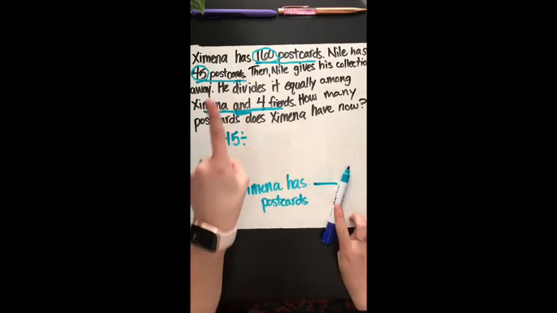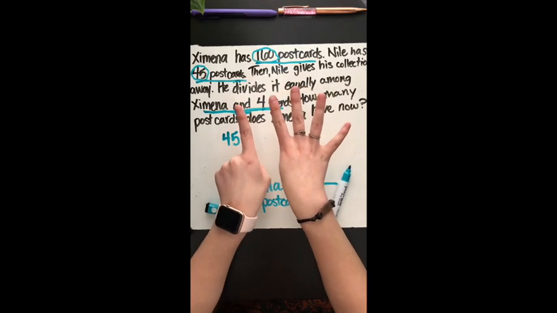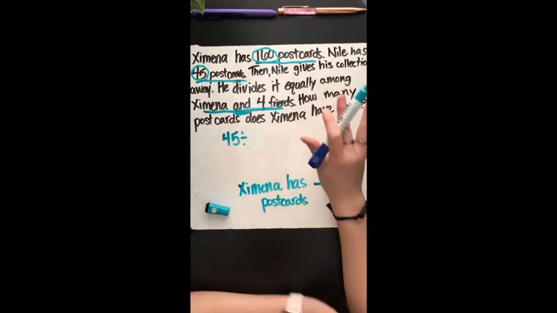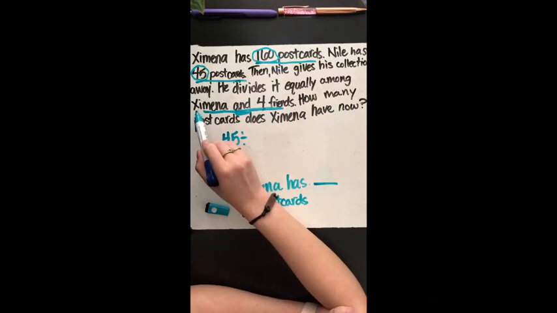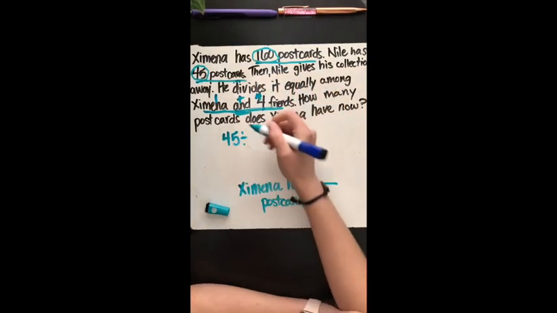So if I have Jimena and I have 4 friends, how many friends do I actually have? 5. So I won't be doing 45 divided by the 4 friends. I am doing the 45 divided by 5.